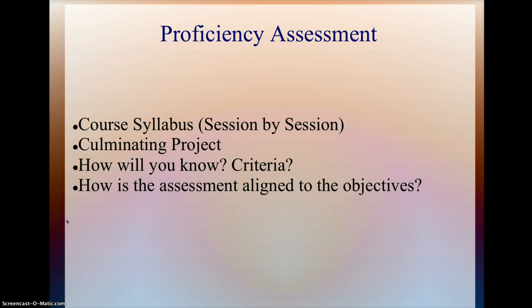And you also need to identify the final project. What's the criteria for being proficient on the final project or the final exam or the final assignment? And how, in fact, is that assessment aligned to the objectives that you've identified? If your assessment is not directly aligned to the objectives, the course will in fact be rejected. So you want to make sure we're looking for really clear alignment from the need to the objectives, to the instructional strategies, to the assessment that you're using.